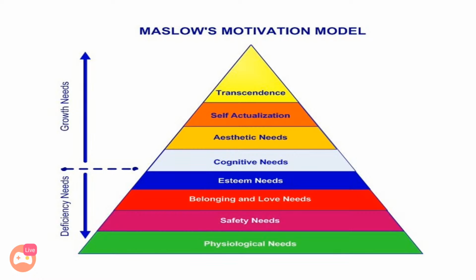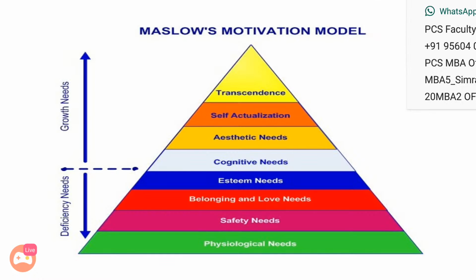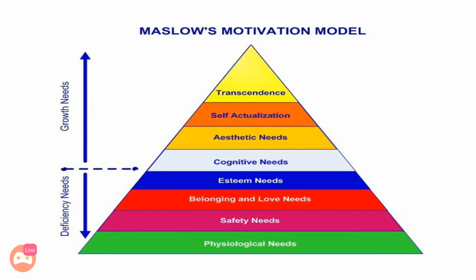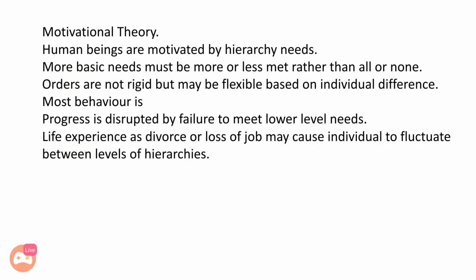Physiological needs are the most important and have the biggest value. Then there are safety needs, belongingness, esteem, cognitive, aesthetic, self-actualization, transcendence. All these are hierarchies, so one must be partially completed first, and the order I'm talking about deviates from individual to individual. So there are deficiency needs and growth needs.